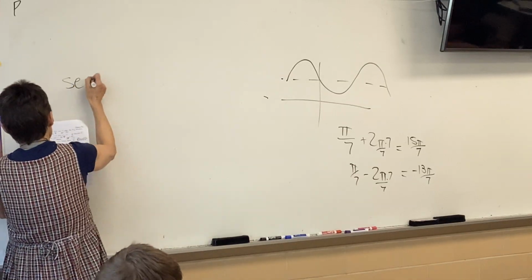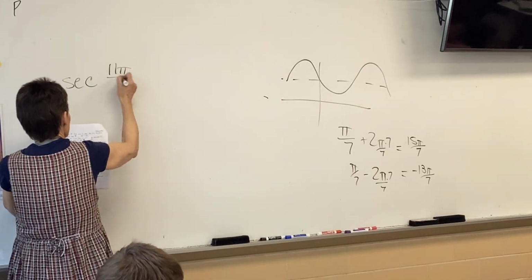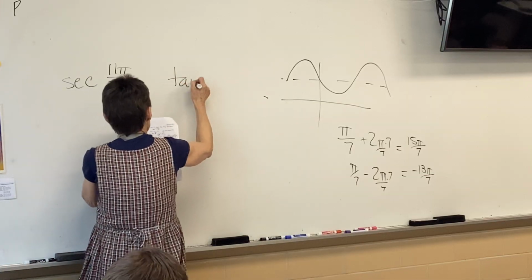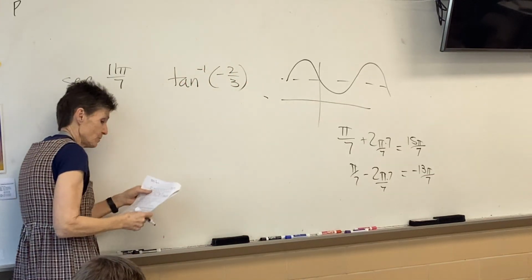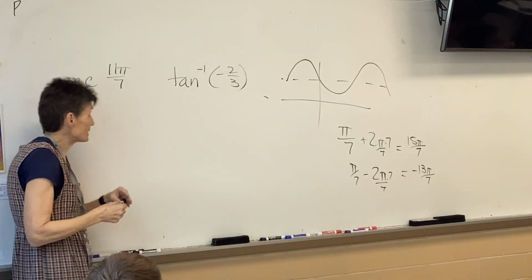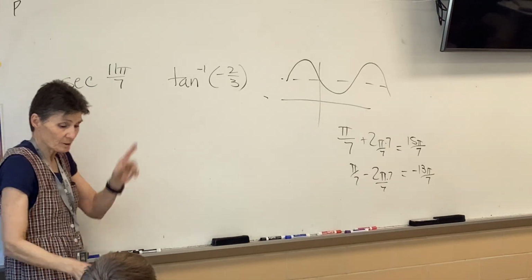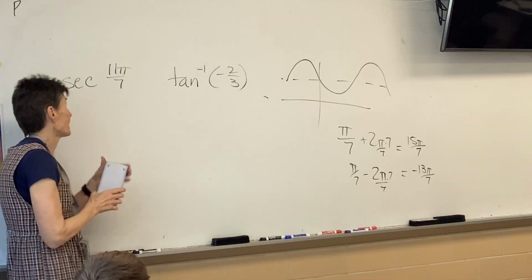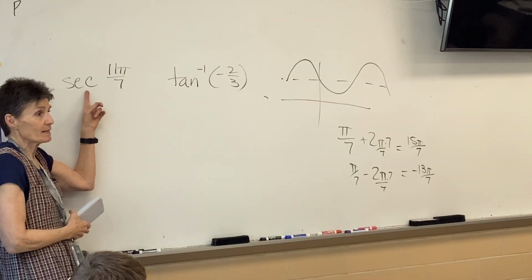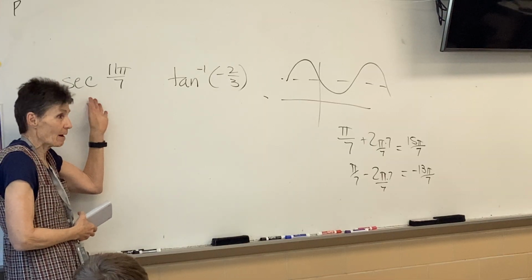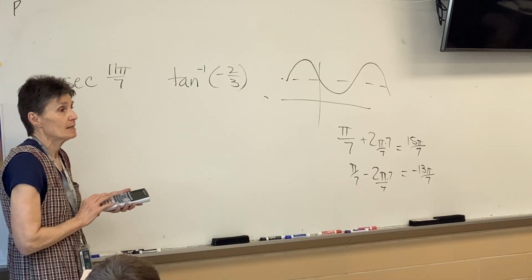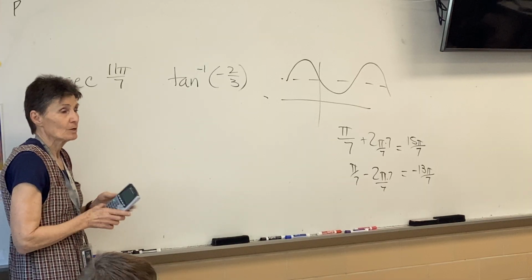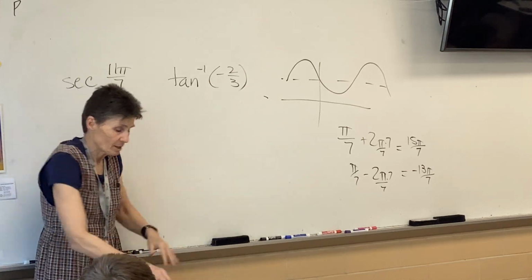So secant 11 pi over 7. Okay, I'm just going to type this. Oh shoot, two things. First of all, I can't type this on my calculator because I do not have that button. So how do I put a secant into my calculator?